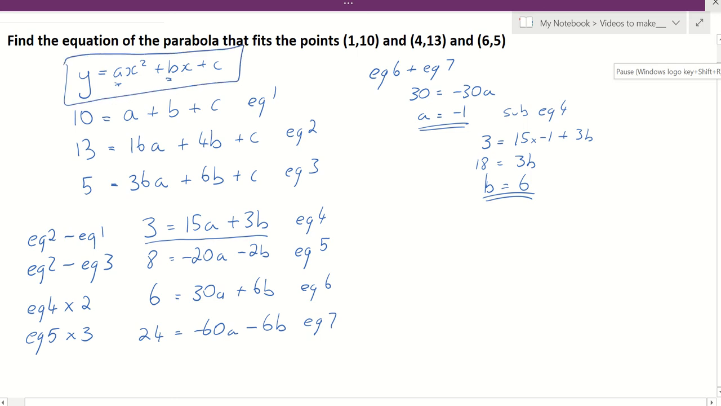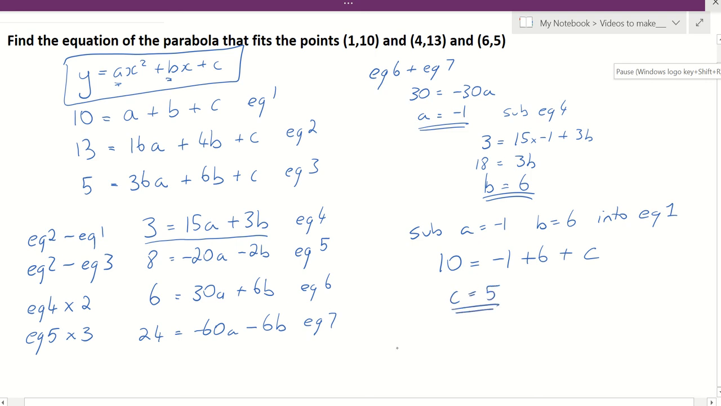So I'm going to sub a equals negative 1, b equals 6 into equation 1. So I end up with 10 is equal to minus 1 plus 6 plus the last unknown, c. And when I rearrange this, negative 1 plus 6 is 5. Take the 5 over here. I end up with c is equal to 5. This is my third variable.